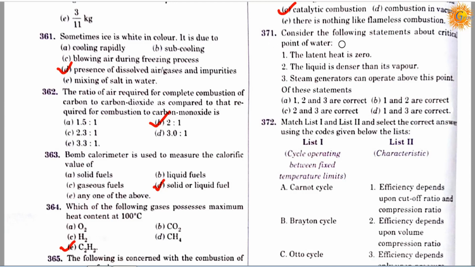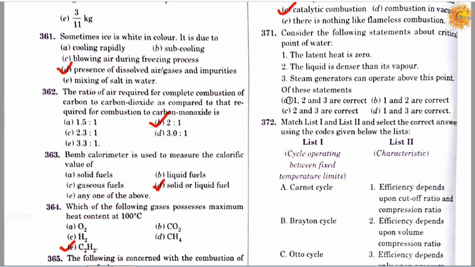Question number 371. Consider the following statements about the critical point of water. The first condition, the latent heat is 0; second, the liquid is denser than its vapor; and third, steam generators can operate above this point. So, out of these three statements, consider the following statements of the critical point of water.